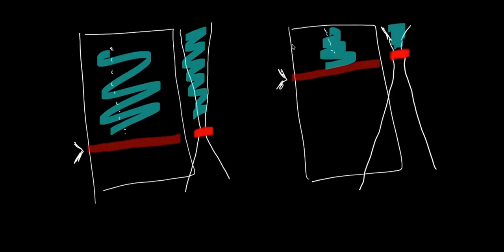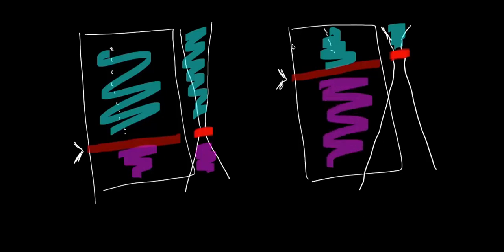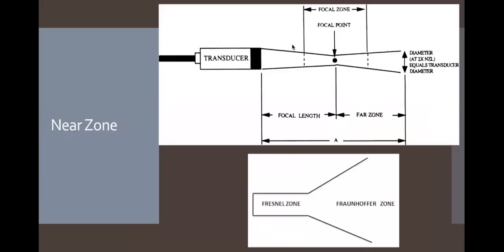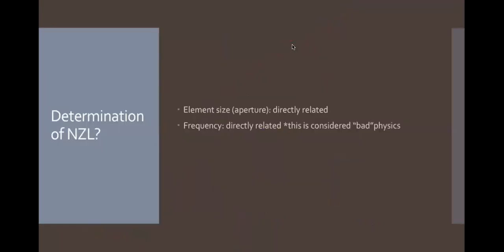Anything below the focus is in the Fraunhofer zone. And this part, the Fraunhofer, doesn't really matter. My point is I'm trying to tell you about the near zone length. Okay, that's what I'm getting at. The near zone length is important and we need to figure out what determines it. So near zone length, and people hate this part of physics, is determined by 2 things.